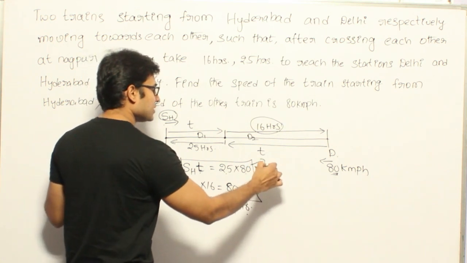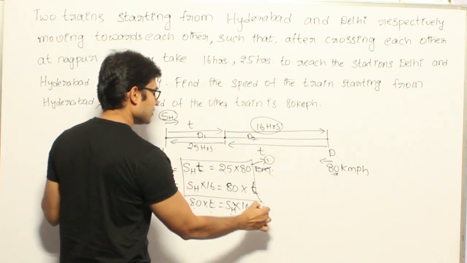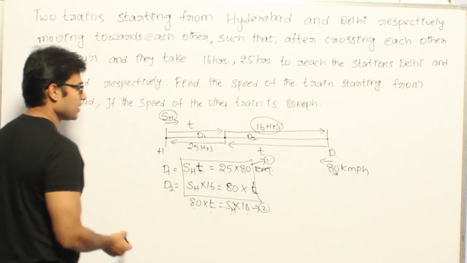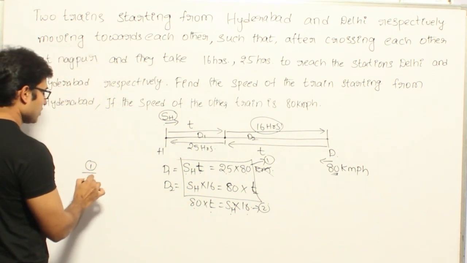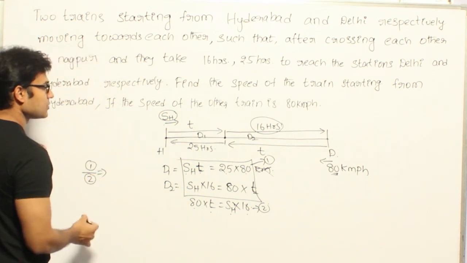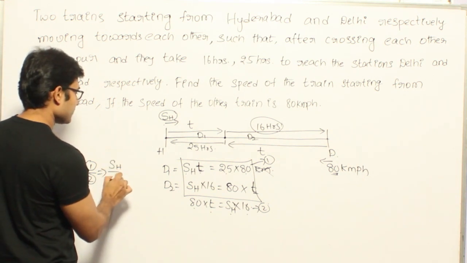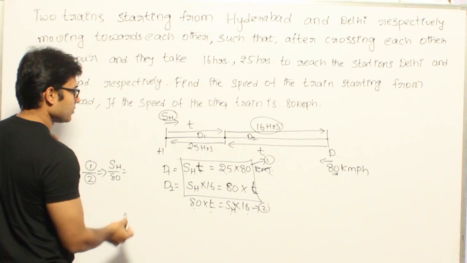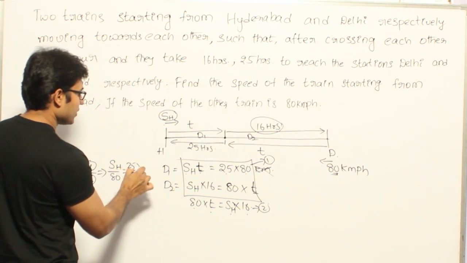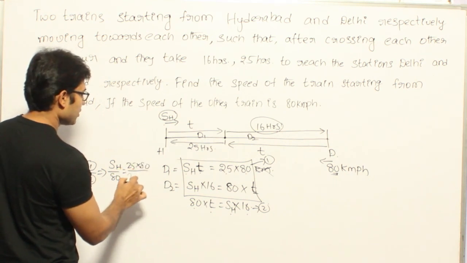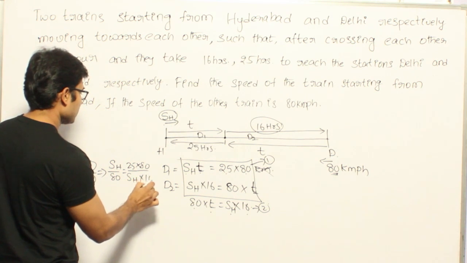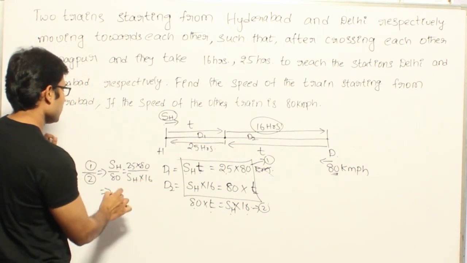Now let me call it equation 1 and equation 2, and let me divide equation 1 by equation 2. If I divide equation 1 by equation 2, what do I get? Then I get SH by 80 equal to 25 into 80 divided by SH into 16. Then what do I get?